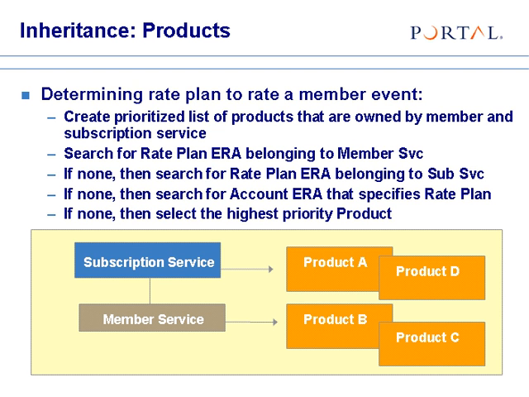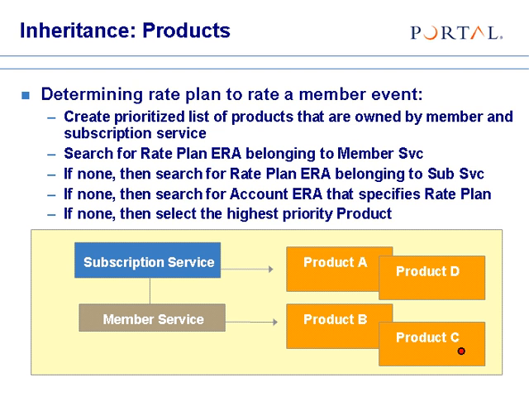So let's look a little bit at inheritance. Depending upon the price object you're looking at, you have different inheritance rules and properties. Okay, so let's look at products. You have a subscription service and a member service. This subscription service has a deal that has product A and product B. This one has product B and product C.